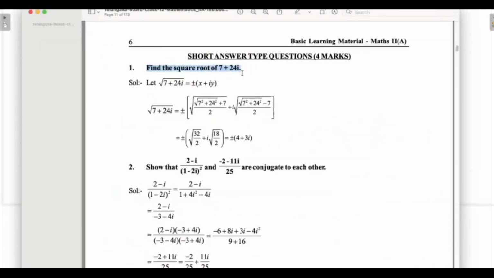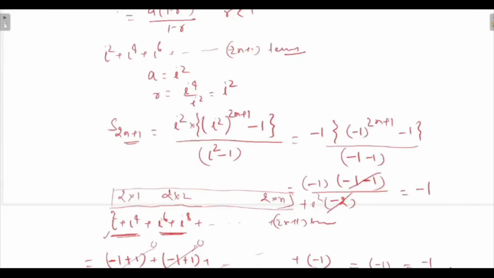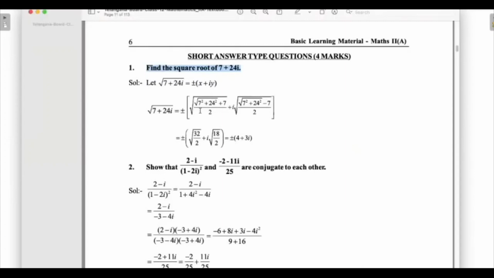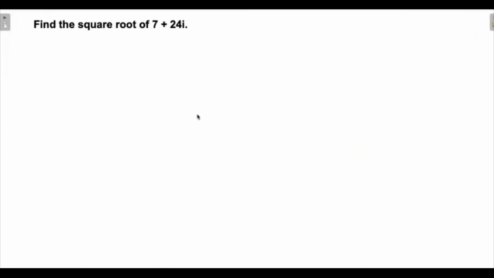So I'll just take up this question and show you how to find the square root of a complex number. They've just given a formula, but formulas are fine if you can remember them. If you don't, then probably the best approach is to know how to solve it. So you have to find the square root of 7 plus 24i.